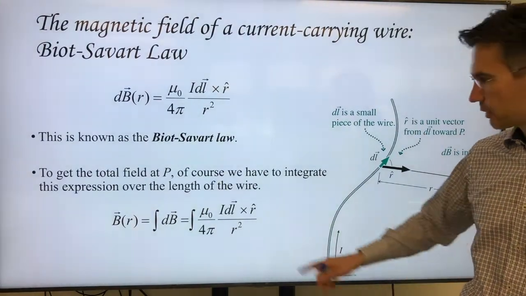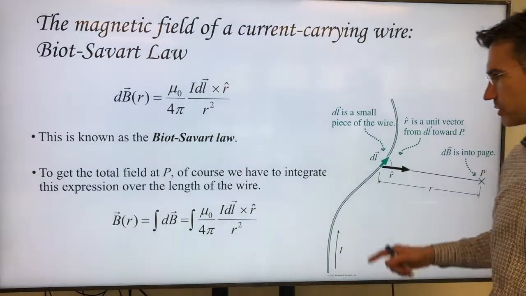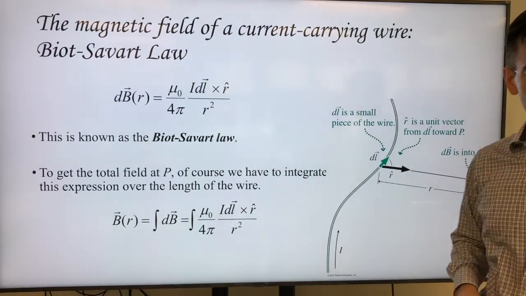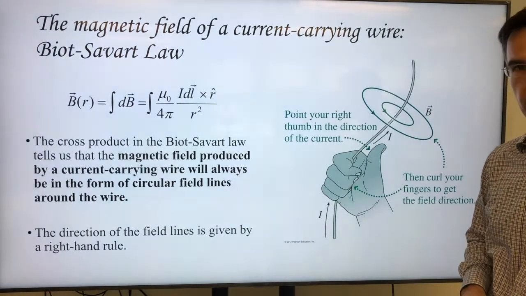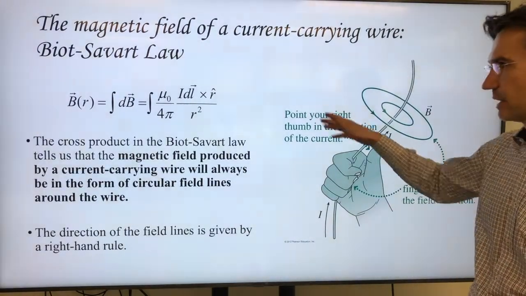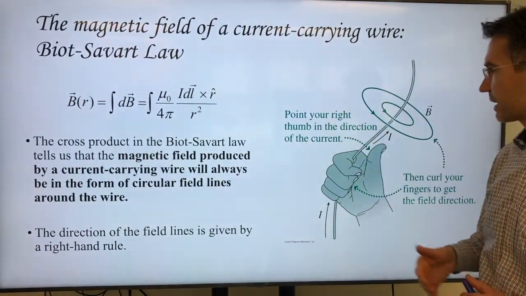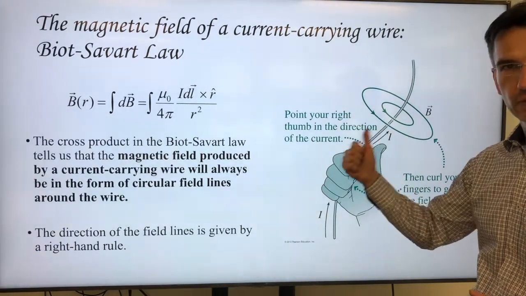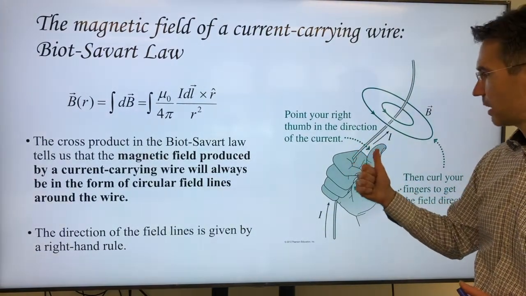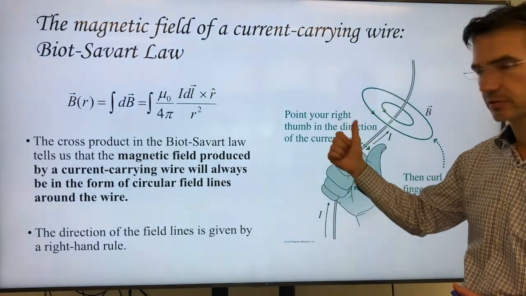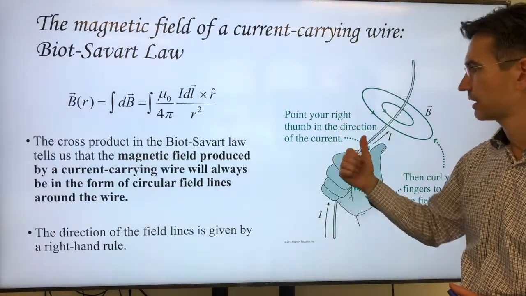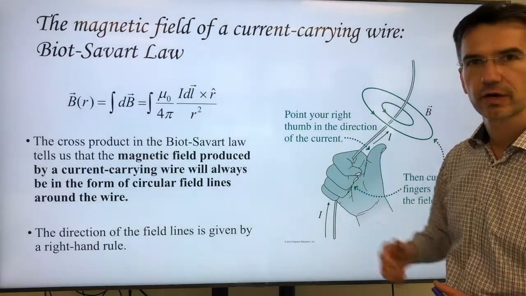So I mentioned the cross product here, which gives us the direction of the magnetic field at point P. In fact, this cross product tells you that the magnetic field at any point around the wire can be determined by grasping the wire with your thumb pointing along the direction of the current, and then your fingers of your right hand are going to show the direction of the magnetic field.